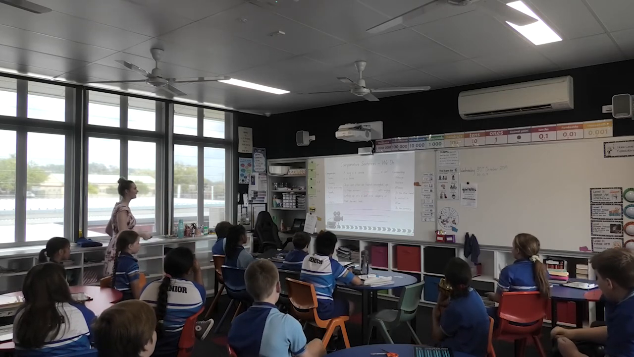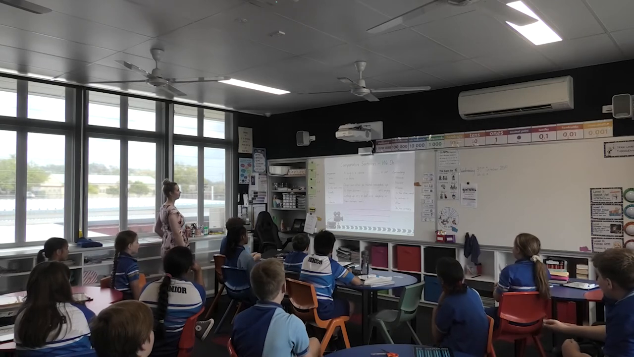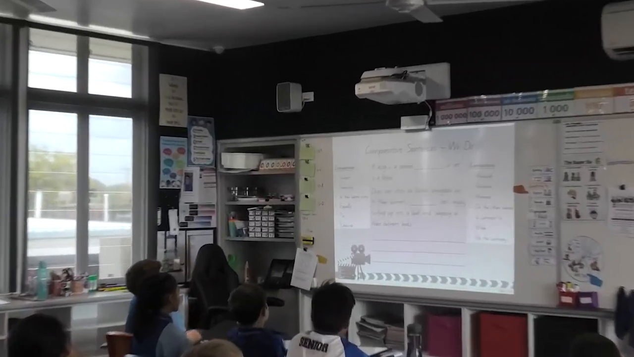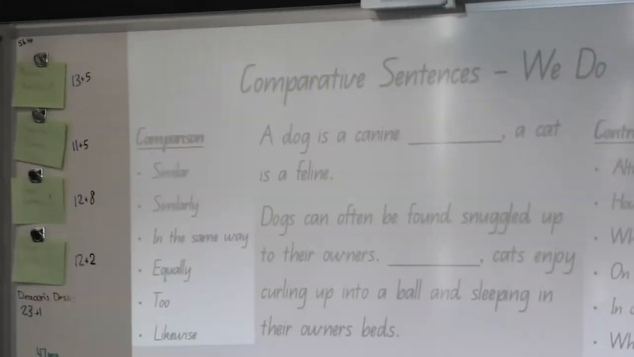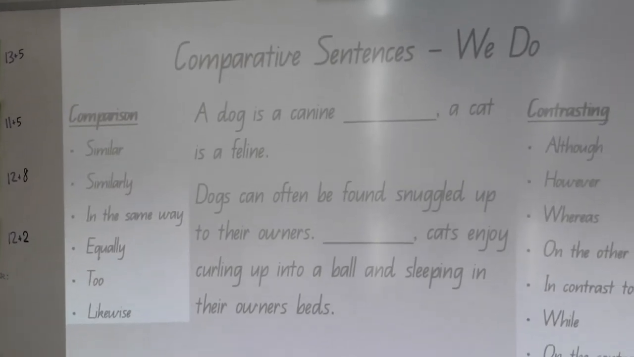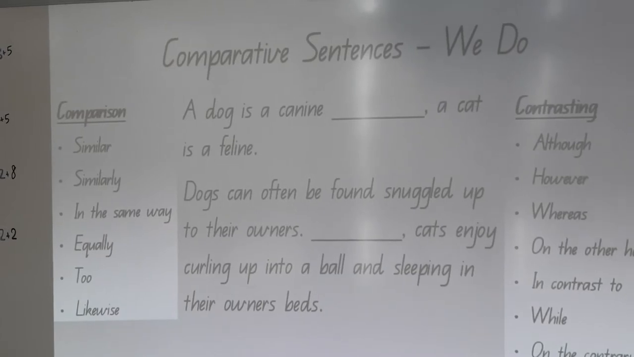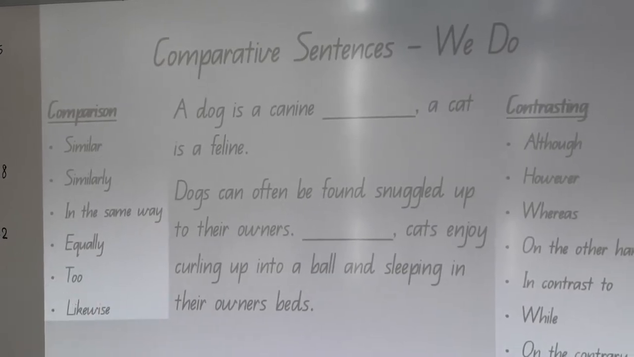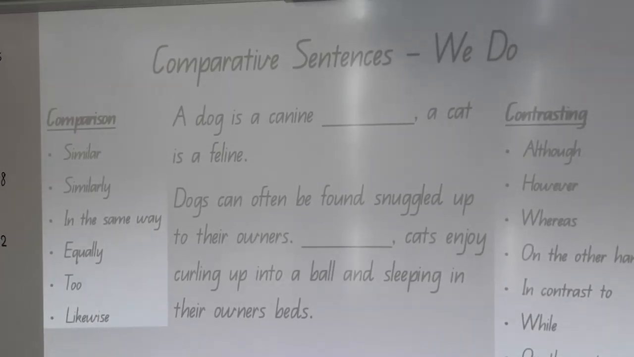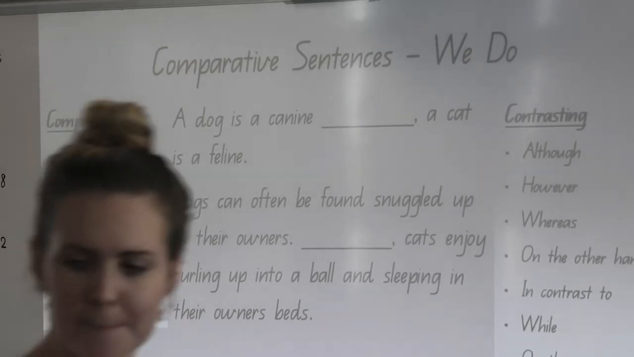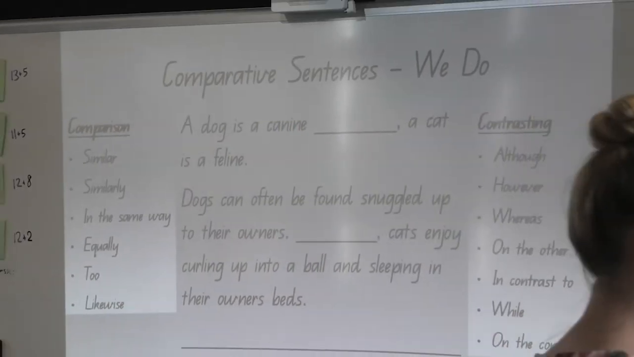Read it to me, putting in blank in here. Dogs can often be found snuggled up to their owners. Blank. Cats enjoy curling up to a wall and sleeping in their owners' beds. What do you think we're looking at here? Similarity or a difference? Cody. Difference. A difference? What do you think we're looking for? A similarity.